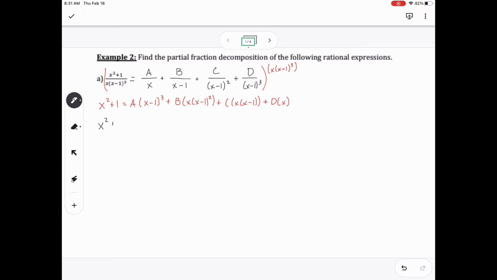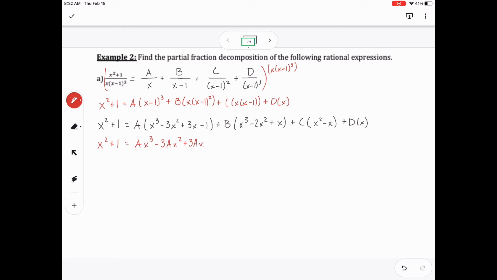Now I want to be able to multiply those factors through, so multiplying them out. So x minus 1 cubed will end up being x cubed minus 3x squared plus 3x minus 1. Then x minus 1 squared times x would be x cubed minus 2x squared plus x. From there, I can multiply the a, b, c, and d all the way through the parentheses to get the following equation on the right side.